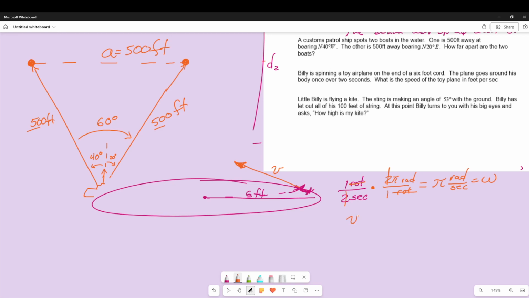And then we know linear speed, v, is equal to r omega, our radius times our angular speed in radians per second. So our linear speed is just 6 times that pi, and that's feet, and that's radians per second. So when we multiply those, we get 6 pi feet per second, because again, radians don't complicate things.